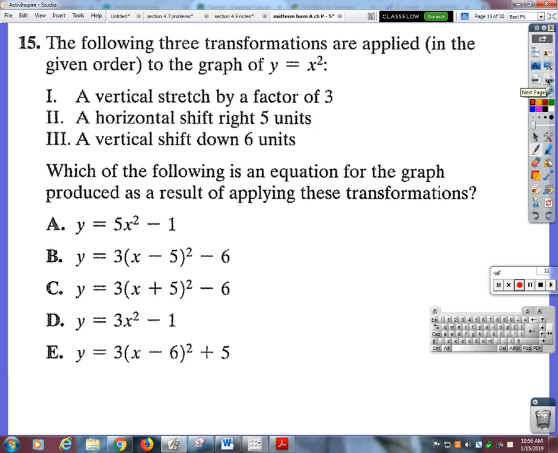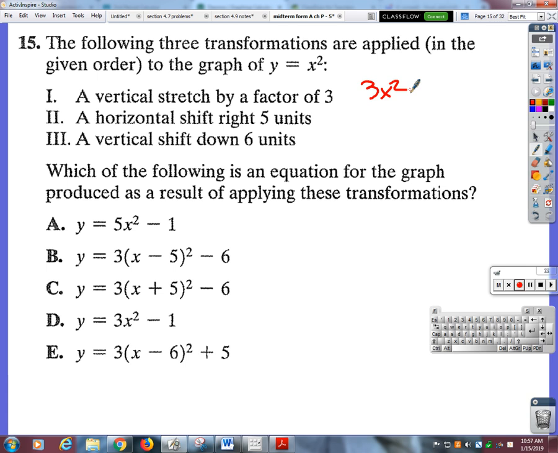All right, next one. The following three transformations are applied in the given order to the graph of y equals x squared. First thing, a vertical stretch by a factor of 3. How do you take x squared and stretch it by a factor of 3? You put a 3 in front, you multiply it by 3. If you added 3, what would you do to the graph? If you go x squared plus 3, then that would move the graph up 3. Then the next thing it says is a horizontal shift to the right 5 units.